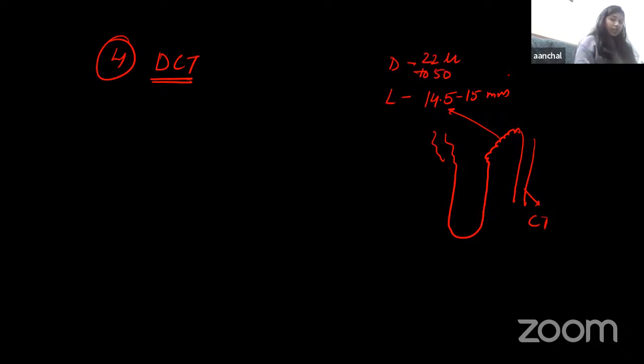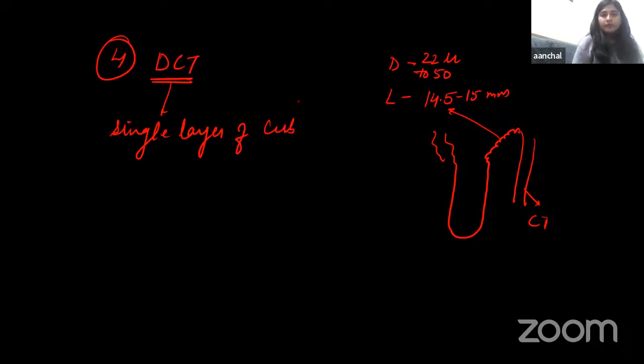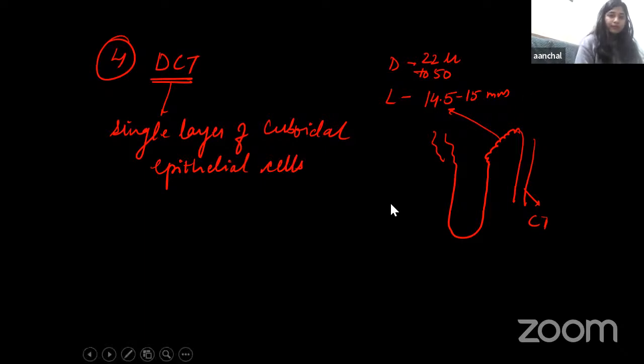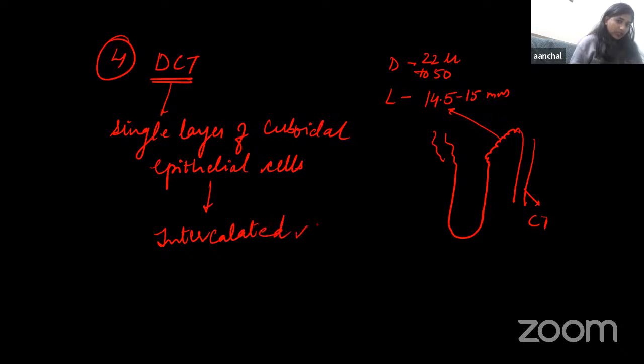Now, talking about the functional histology. So basically, this is also composed of a single layer of cuboidal epithelial cells. Right? Now, one more thing, always remember, that these epithelial cells are also known as intercalated cells or the I cells. This is all about the basic morphology of DCT.